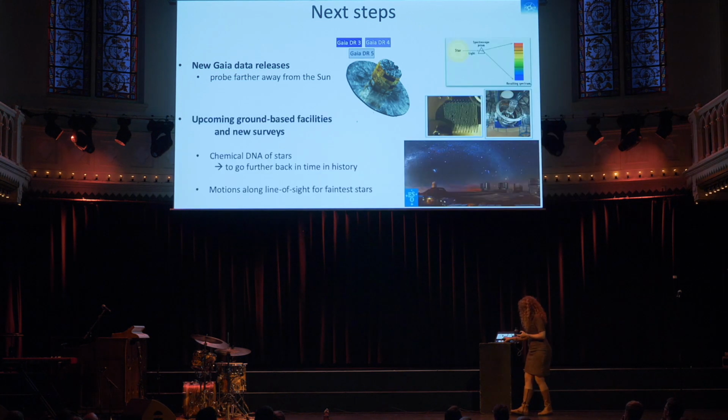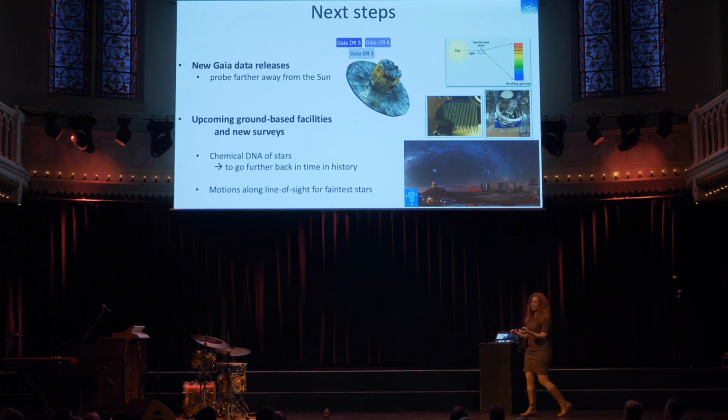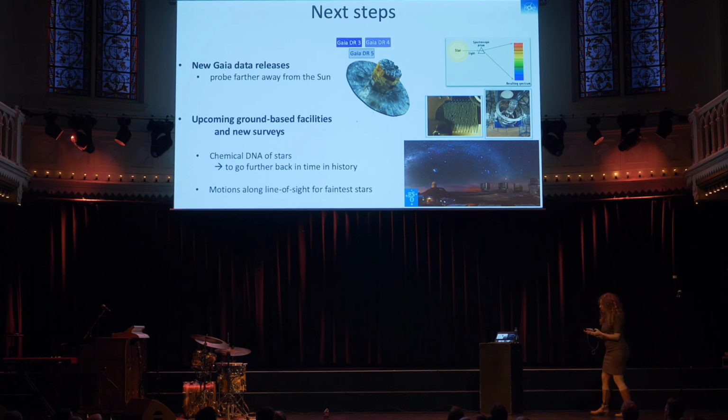The other thing that happens, so you'd think after this, oh, Gaia can do everything, right? But no. One of the things that Gaia doesn't do is measure chemical composition of the stars. And so how do you do that?